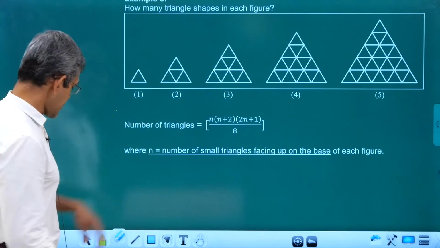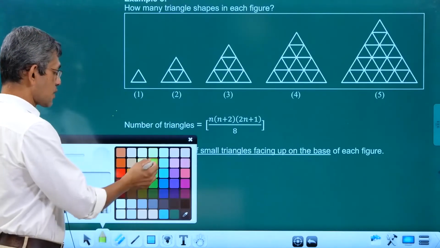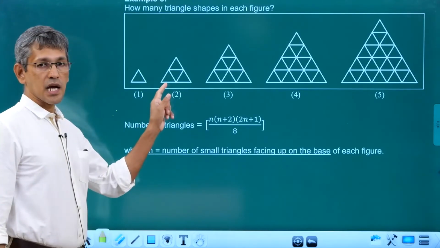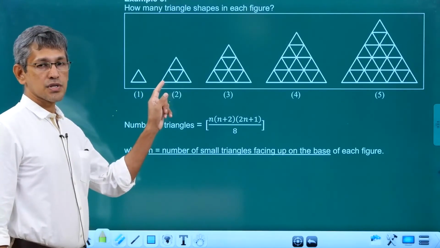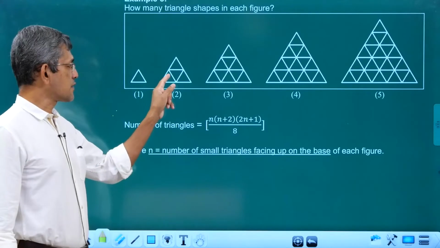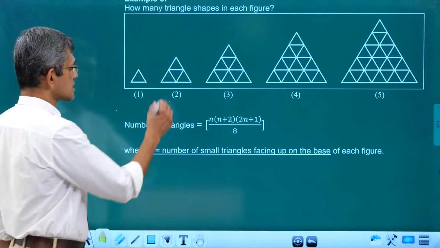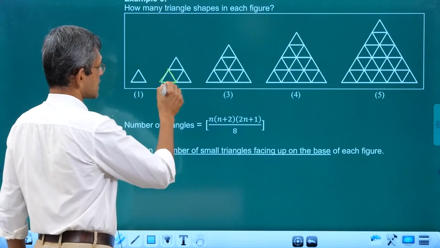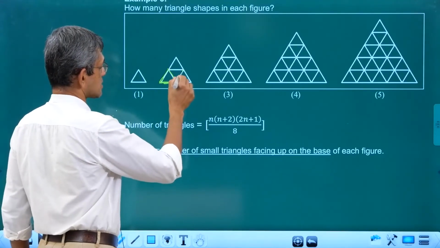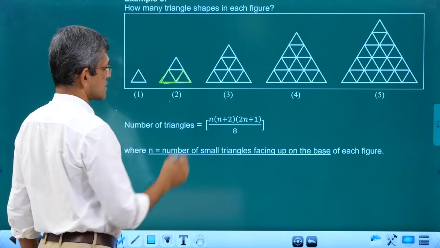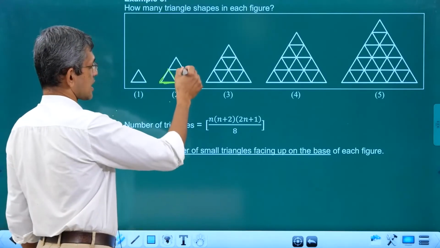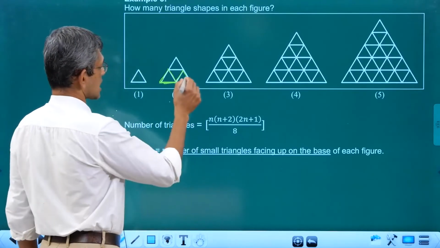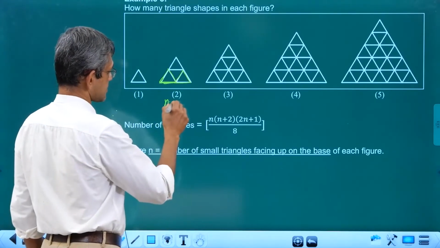In this case, you know what? The n, we'll take it in such a way that n is the number of triangles facing upwards, with the base here. We count how many triangles are on this side, on the base. And that would be the same number on the other sides as well, because it's equilateral. So how many triangles do we have? 2. So n is equal to 2.